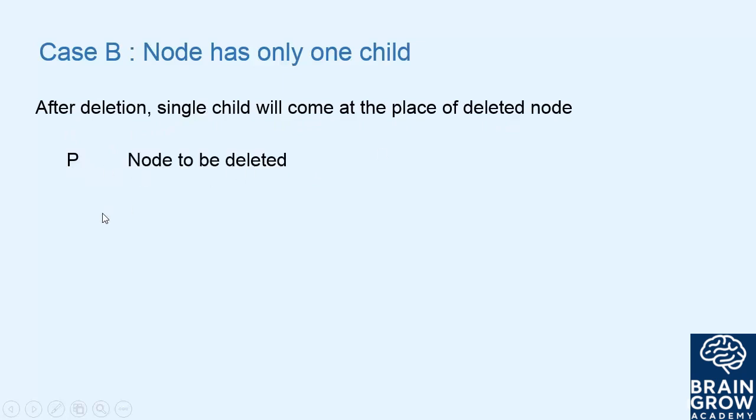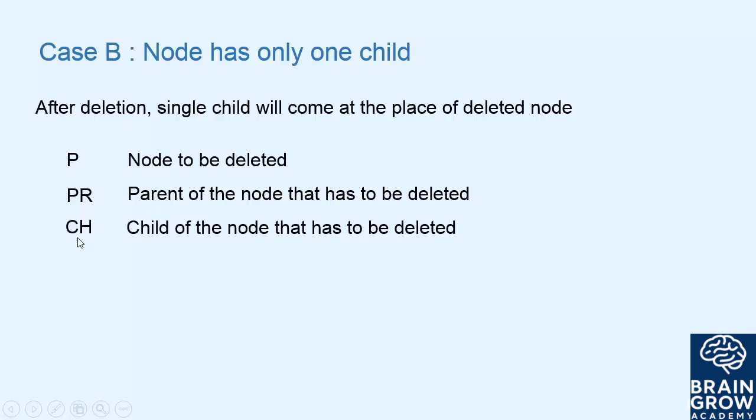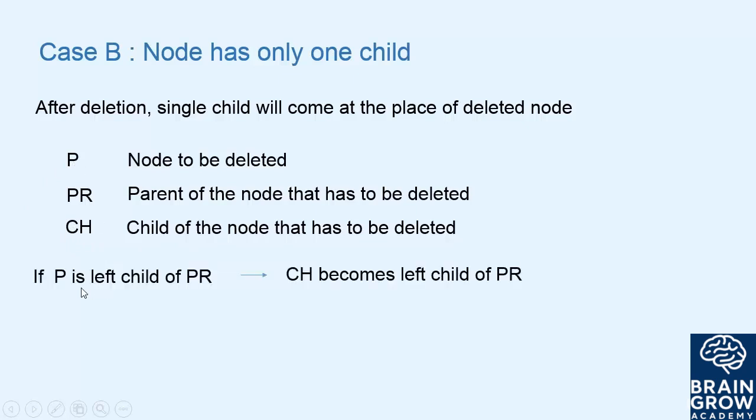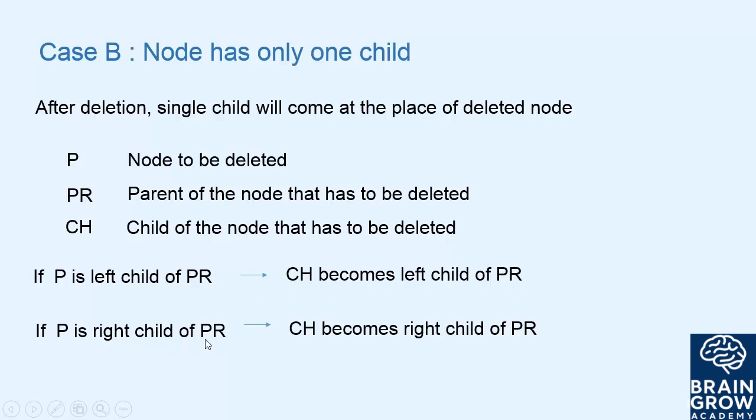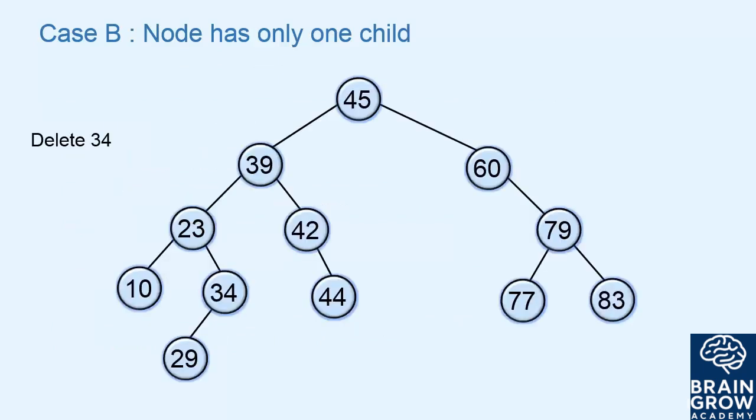Suppose P is the node to be deleted. PR is the parent of the node that has to be deleted. So PR is the parent of this node P. And suppose CH is the child of the node that has to be deleted. So CH is the child of this node P. Now if P is the left child of PR, then after deletion of node P, CH will become the left child of PR. And if P is the right child of PR, then after deletion of P, CH will become the right child of PR. Now let's see this with the help of examples.